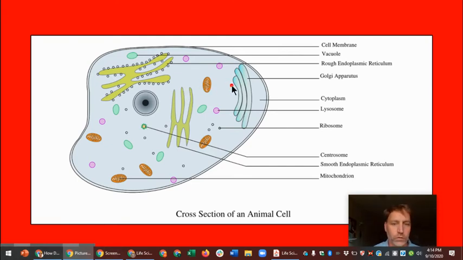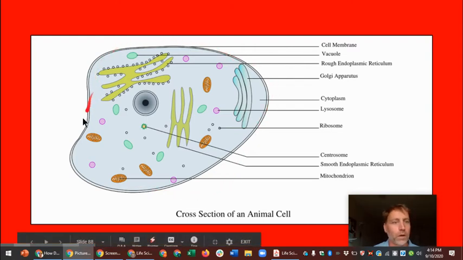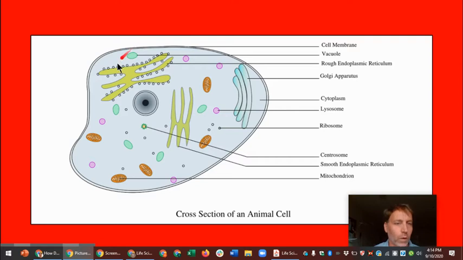But this is the general cell cross section of what an animal cell looks like. Some main things that you'll want to see here is that the cell membrane forms the cell shape. The cell membrane is like a protective barrier around the cell. Then you have things like a nucleus, and a Golgi apparatus, and mitochondria, and lysosomes, and ribosomes, and a nucleus. I think I might have said that already. And all these different things we're going to talk about later.